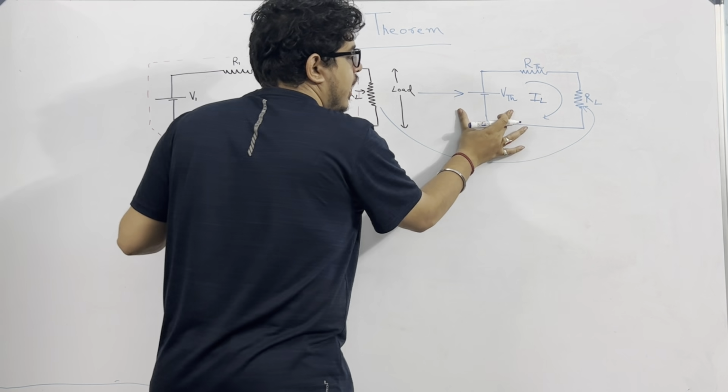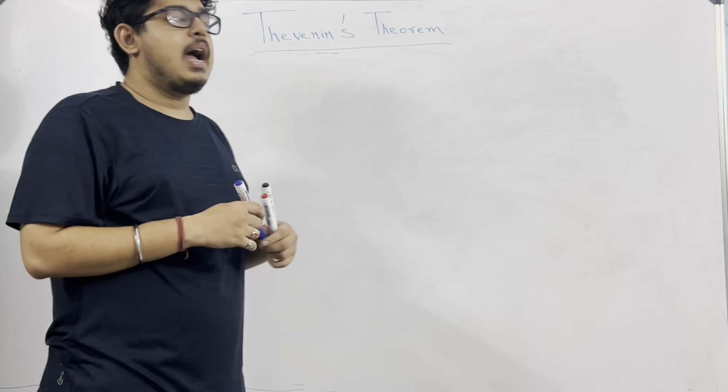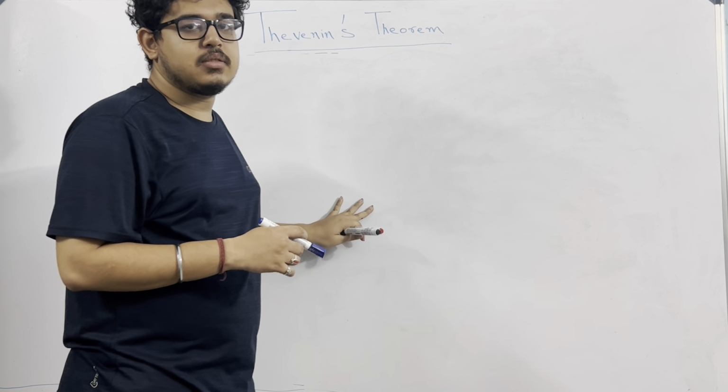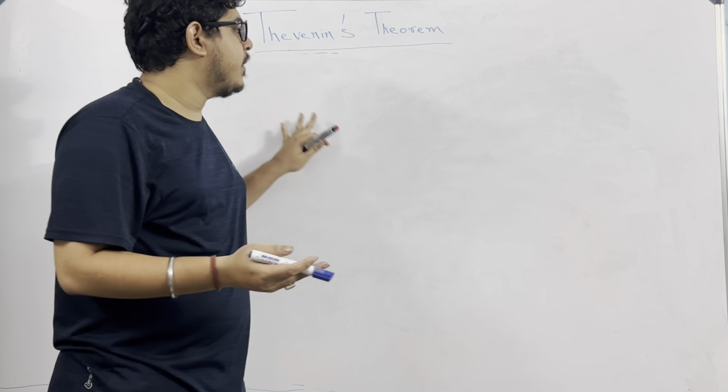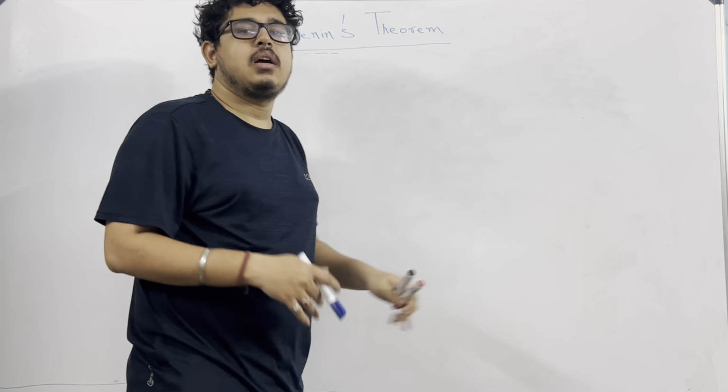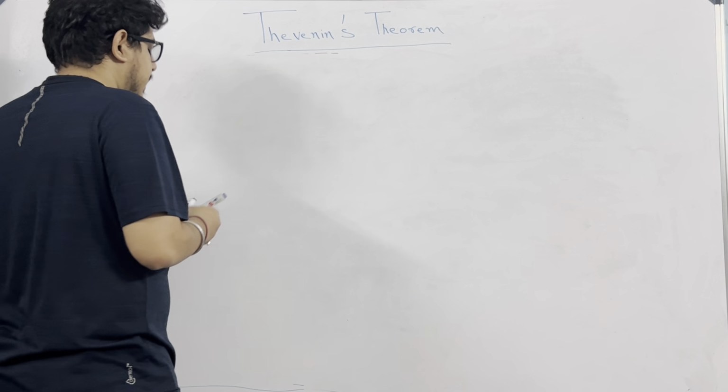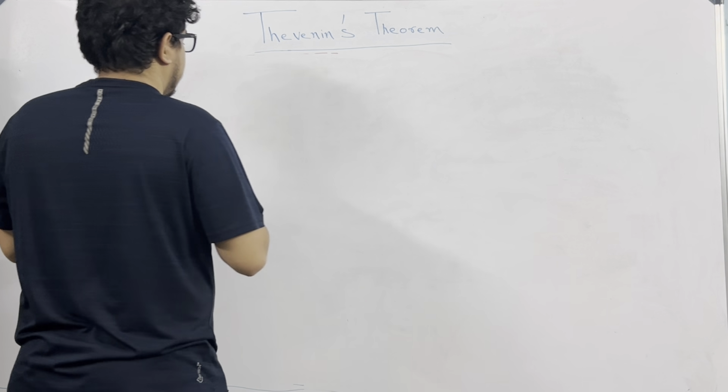One more thing: the load can be any resistance, whichever one across which I want to form the circuit. I will follow the steps for that resistance. I can choose any resistance which I want to analyze, and I can make its Thevenin's equivalent circuit. So let's start with the steps.